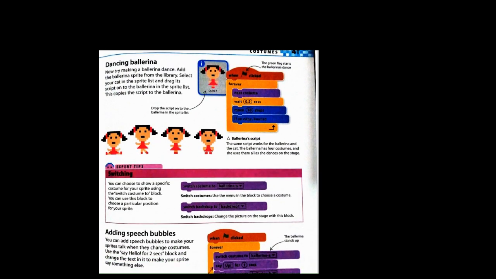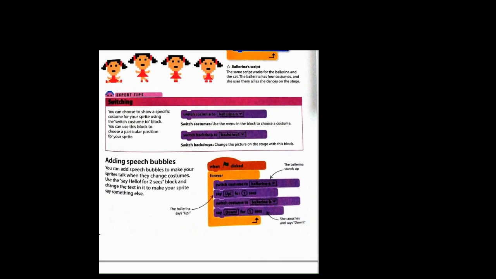Dancing ballerina. Now try making a ballerina dance. Add the ballerina sprite from the library. Select your cat in the sprite list and drag its script onto the ballerina in the sprite list. This copies the script to the ballerina. Drop the script onto the ballerina in the sprite list.